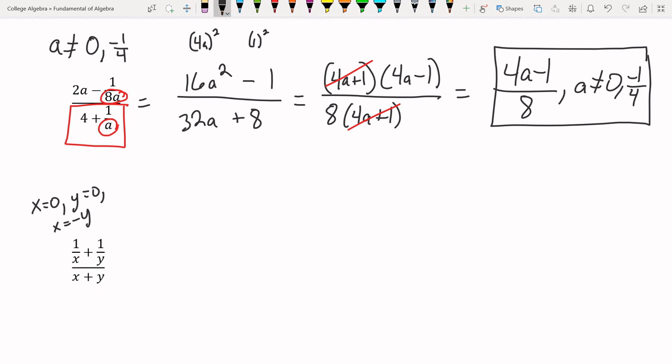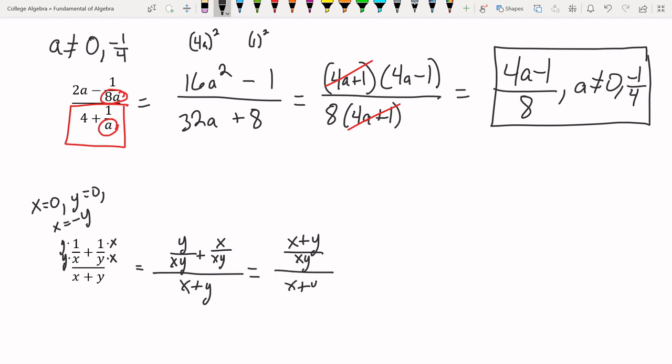The only thing that has complex fractions is the numerator, so I'm going to make the numerator have the same denominator. I'm going to do that by multiplying the first by y over y, and the second by x over x. That gives me y over xy plus x over xy all over x plus y. I can now combine the tops to be x plus y over xy all over x plus y. And I'm going to write this one as over 1.